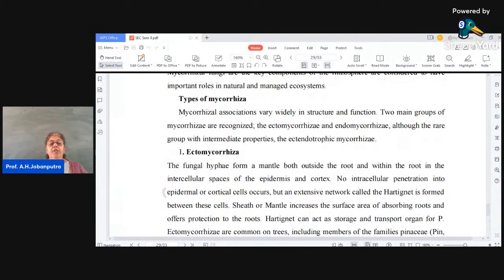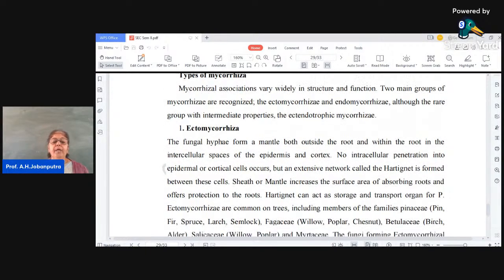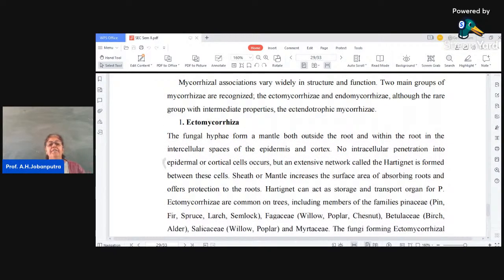Ectomycorrhiza and endomycorrhiza. So in ectomycorrhiza, the fungal hyphae, mycorrhiza is actually an association between root and fungus. So these fungal hyphae form a mantle on the outer surface of the root, and within the root, in the intercellular spaces of epidermis and cortex, they will grow.